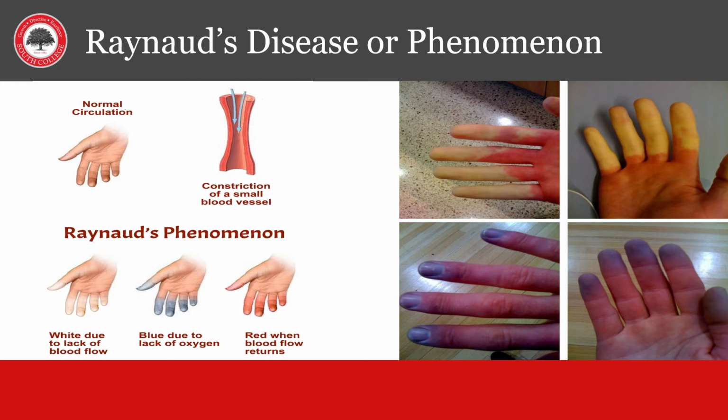Raynaud's disease, or phenomenon, is vasoconstriction of the arterioles of the hand and fingers, usually due to cold exposure. This causes the red, white, and blue color changes you see here. This is usually associated with an autoimmune disease such as lupus, Sjogren's syndrome, or sarcoidosis.